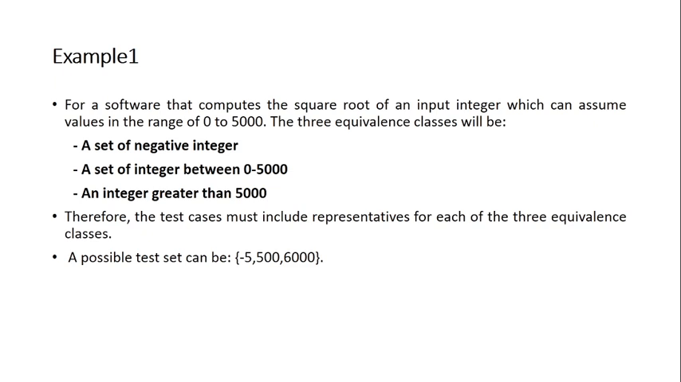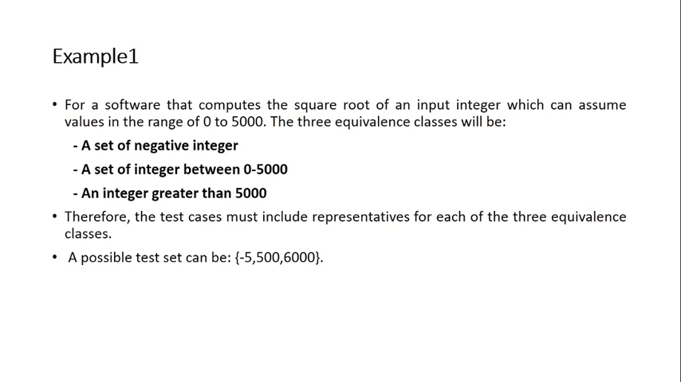Suppose we need to check whether the user inputs a number in the range 0 to 5000 or not, right? So in this case, first of all, we have to design the equivalence classes. There will be three equivalence classes. One class will have all the negative values, that is less than 0. Another class will have all the values between 0 to 5000, and the third class will have all the values greater than 5000. So one valid and two invalid classes.